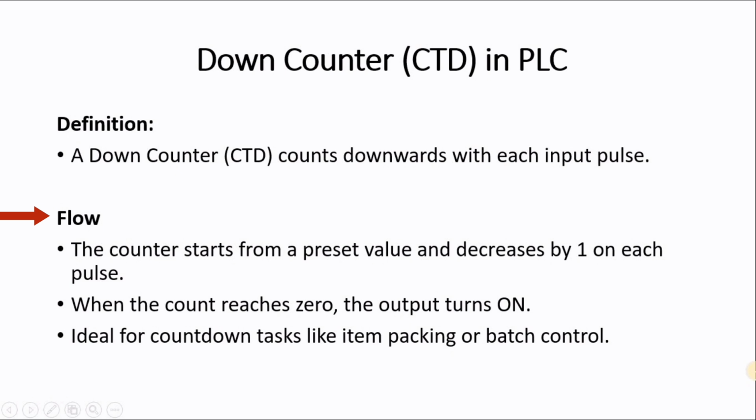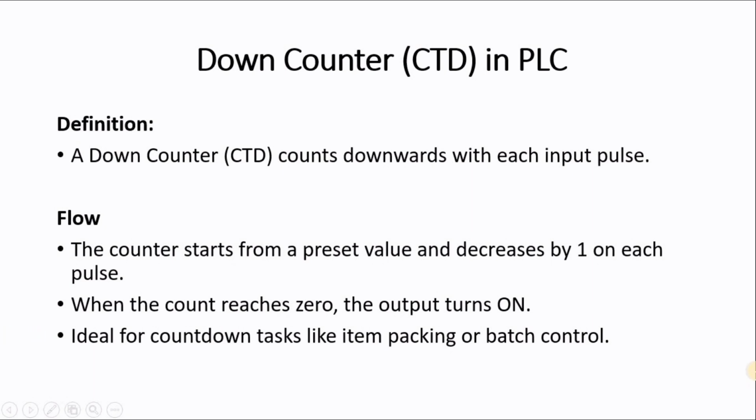And here is the flow of how a countdown counter works. We set a preset value in this counter, and whenever it receives an input pulse, or you can say an input signal, it counts down by 1. And when the count reaches 0, the output gets turned on. This type of counter is used for countdown applications, for example packing or batch control.